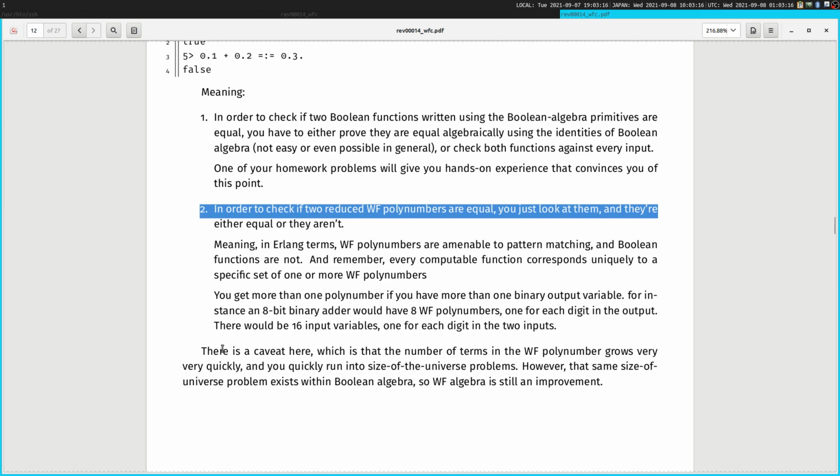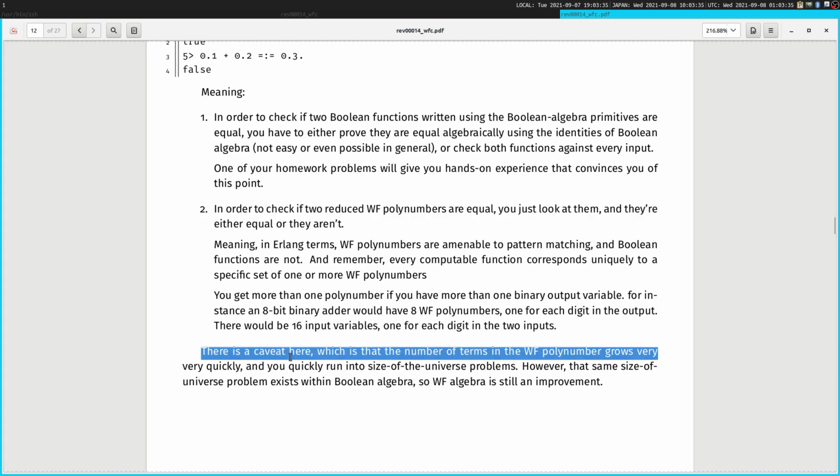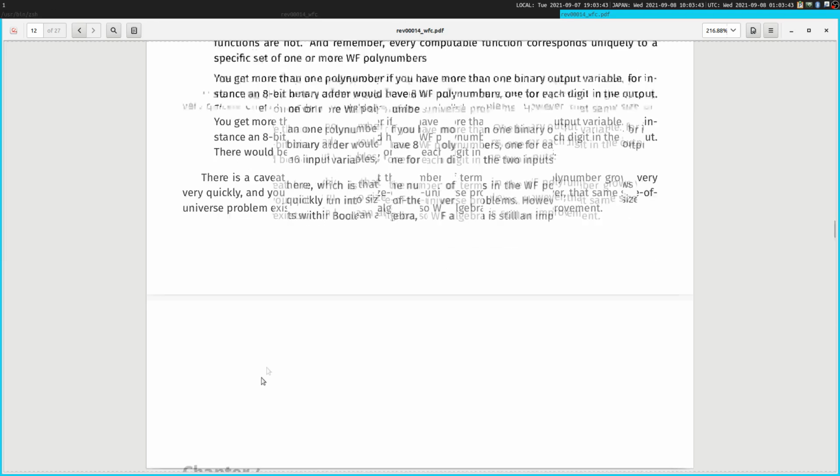So for instance, in an 8-bit binary adder, you'd have 8-digit binary numbers. You'd have 8 WF polynumbers, one for each digit in the output, and 16 input variables, one for each digit in the two inputs. Right, and there's a caveat, which is that you have size of the universe problems. Wildberger talked about this in one of his videos. But that also exists within Boolean algebra, so the fact that we've made it cleaner is an improvement.